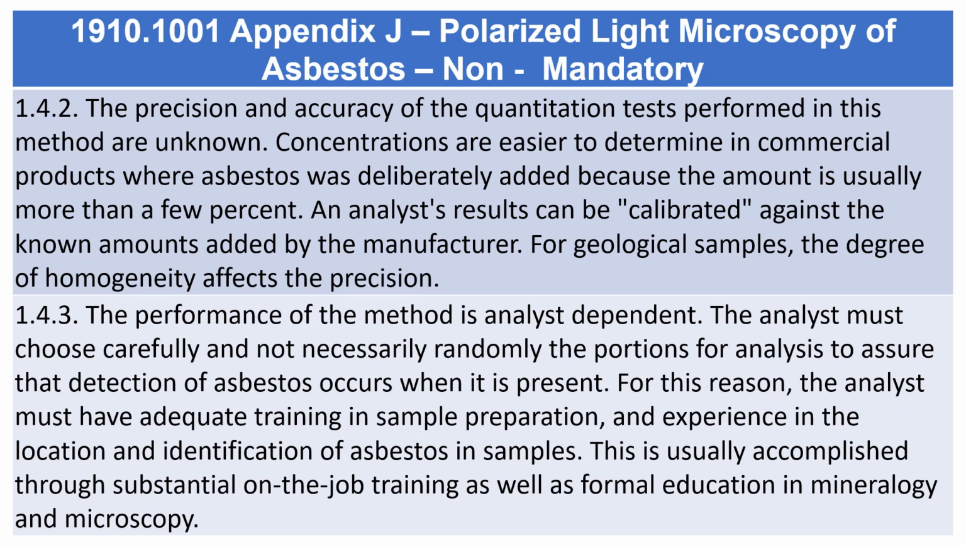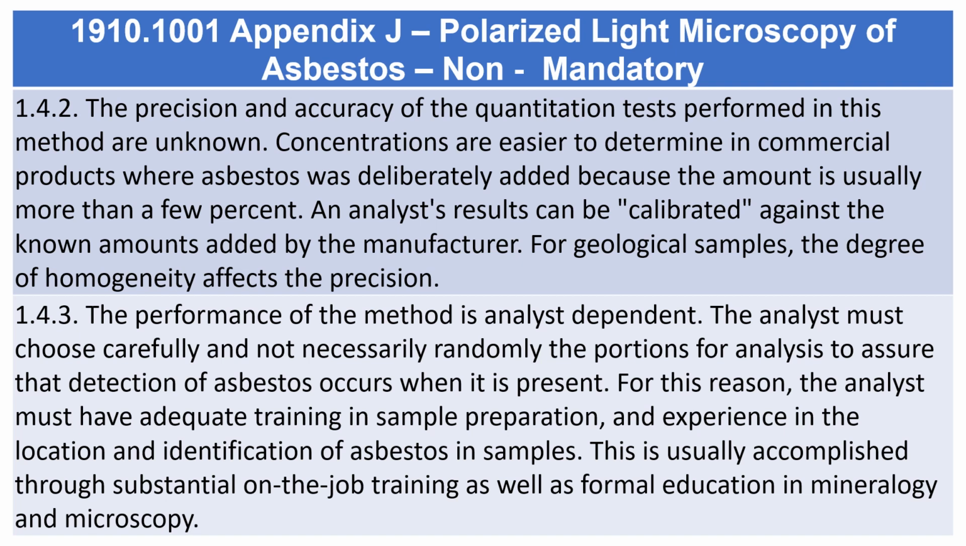1.4.2 The precision and accuracy of the quantitation tests performed in this method are unknown. Concentrations are easier to determine in commercial products where asbestos was deliberately added because the amount is usually more than a few percent. An analyst's results can be calibrated against the known amounts added by the manufacturer. For geological samples, the degree of homogeneity affects the precision.